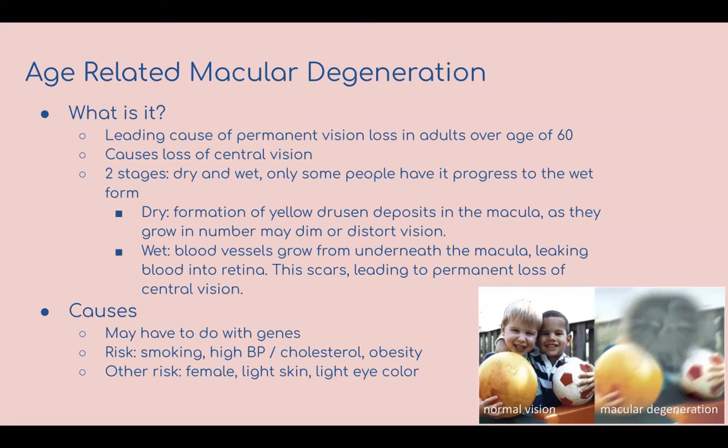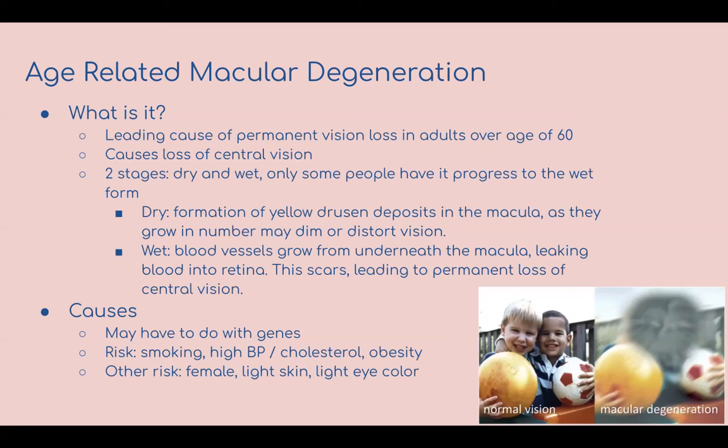After the dry stage, if it is not treated in time, it will progress to the wet stage. What happens here is the blood vessels start to grow in size because they're attempting to alleviate the yellow Johnson deposits. This happens in the back of the eye, and it causes leaking of blood into the retina. Eventually, since there's blood in the eye, it will start scarring, and this causes permanent loss of central vision. So it's important to always be treated as soon as possible in order to prevent this from progressing into something more permanent.